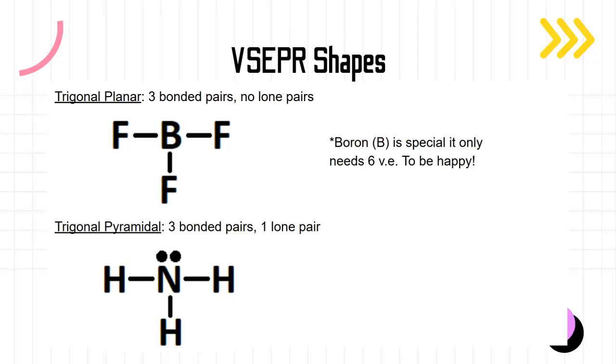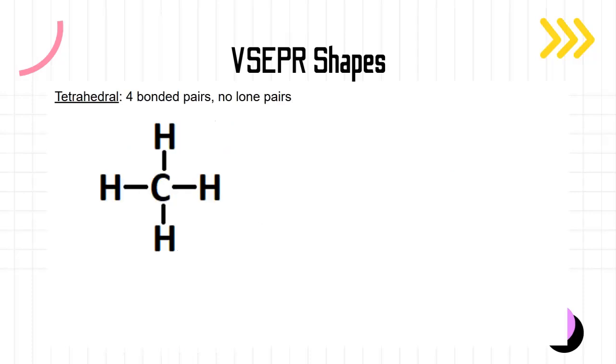Trigonal pyramidal is when you have 3 bonded pairs and 1 lone pair. For example, we have nitrogen in the middle, which has 5 valence electrons, so it can form 3 bonds, one with the H on the left, one with the H on the bottom, and one with the H to the right, with the remaining lone pair at the top.